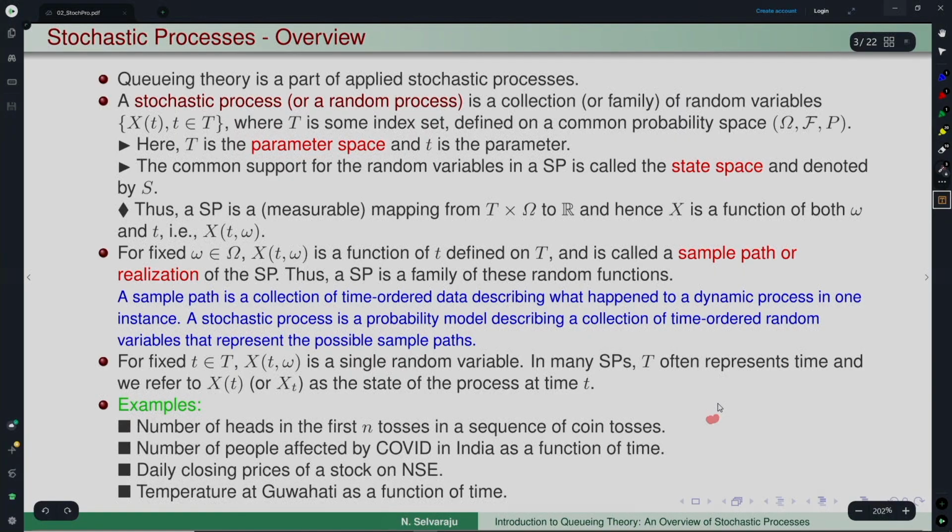Now, when you go to 2 tosses, the number of heads could be 0, 1 or 2 with corresponding probabilities, and so on. So, when we go to n tosses, the number of heads would be anywhere between 0 and n. So, this is a random process in this case, if you are looking at the number of heads in the first n tosses in a sequence of coin tosses.